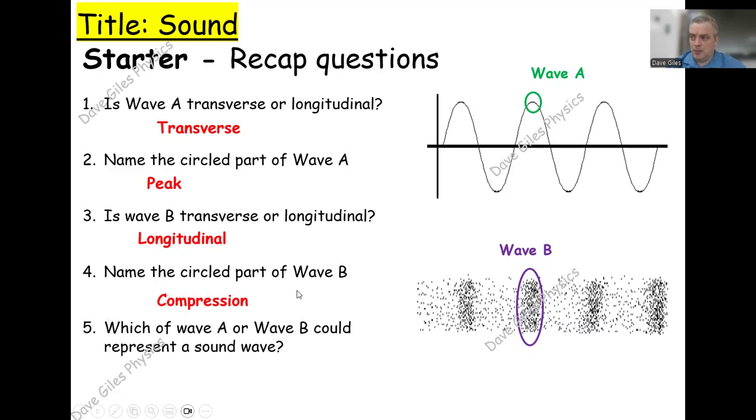And which of wave A or B could represent a sound wave? A sound wave is longitudinal and B is definitely longitudinal, although technically you could argue that you could use A to represent a sound wave.